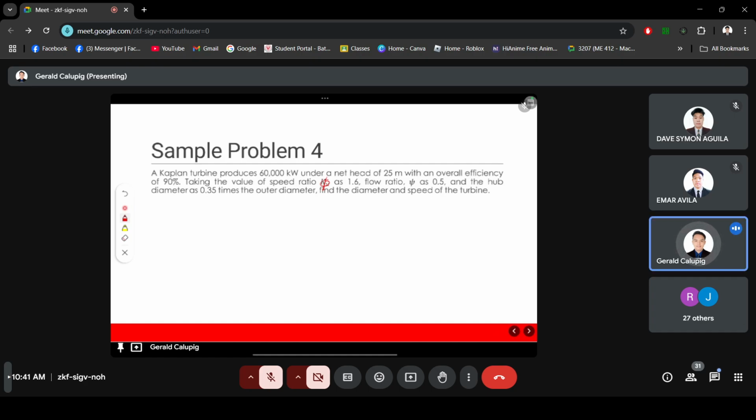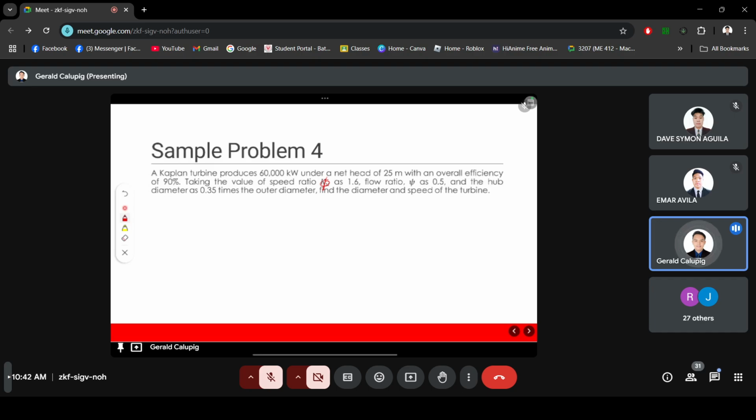Okay, going back to our problem. Sample problem number 4. We have here a Kaplan turbine that produces 60,000 kilowatts under a net head of 25 meters with an overall efficiency of 90%. Taking the speed ratio as 1.6, flow ratio as 0.5, and the hub diameter as 0.35 times the outer diameter, find the diameter and the speed of the turbine.